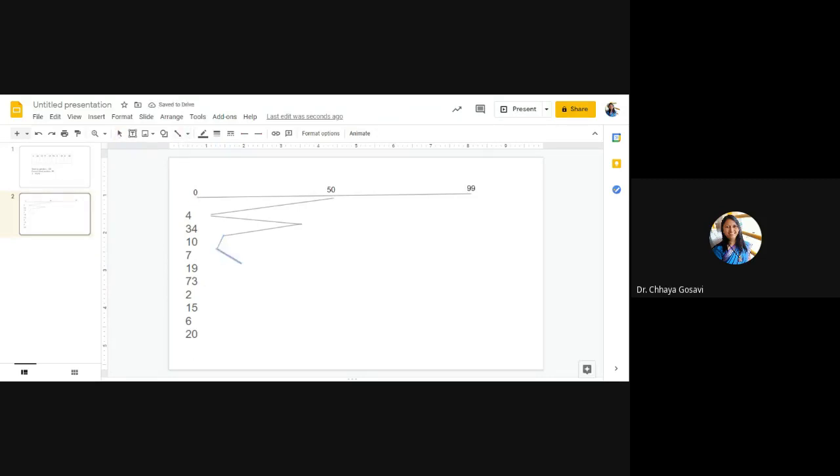Then from 19 to 73, then from 73 to 2, 2 to 15, 15 to 6, and 6 to 20. So you have to show this head movement also, and you have to calculate total distance traveled by read write head. So how to calculate that?